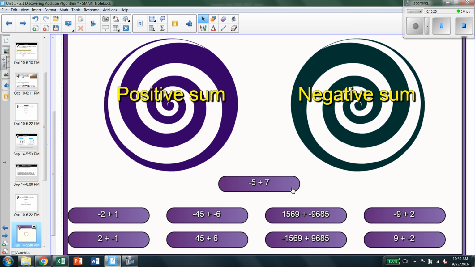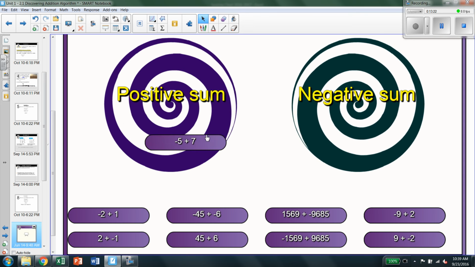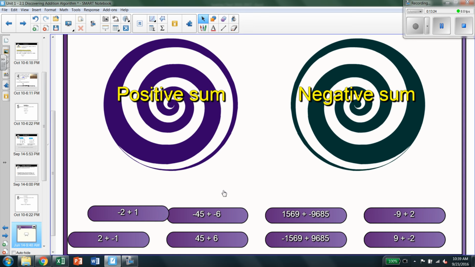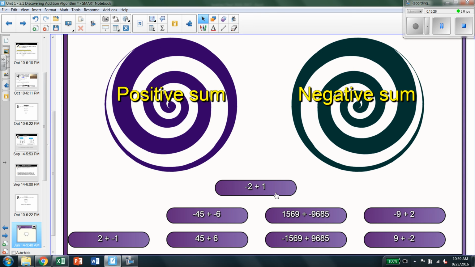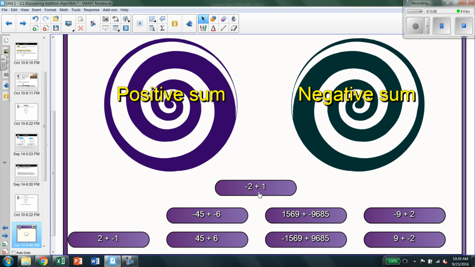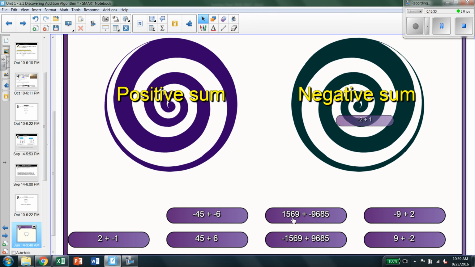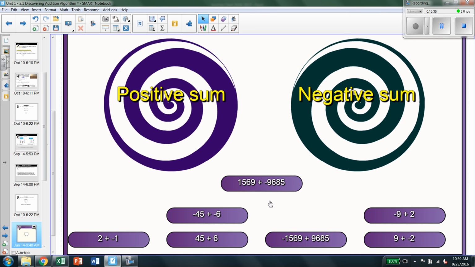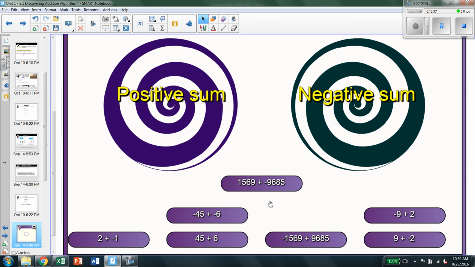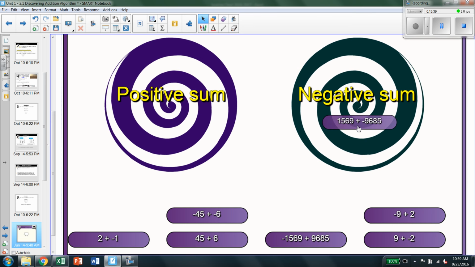Where should this go? Yes, you guessed it. Positive. Different signs. Keep the one with the greater absolute value. There are more negatives than positives. Ooh, that's a big number. Does it matter? No. There are more negatives than positives.